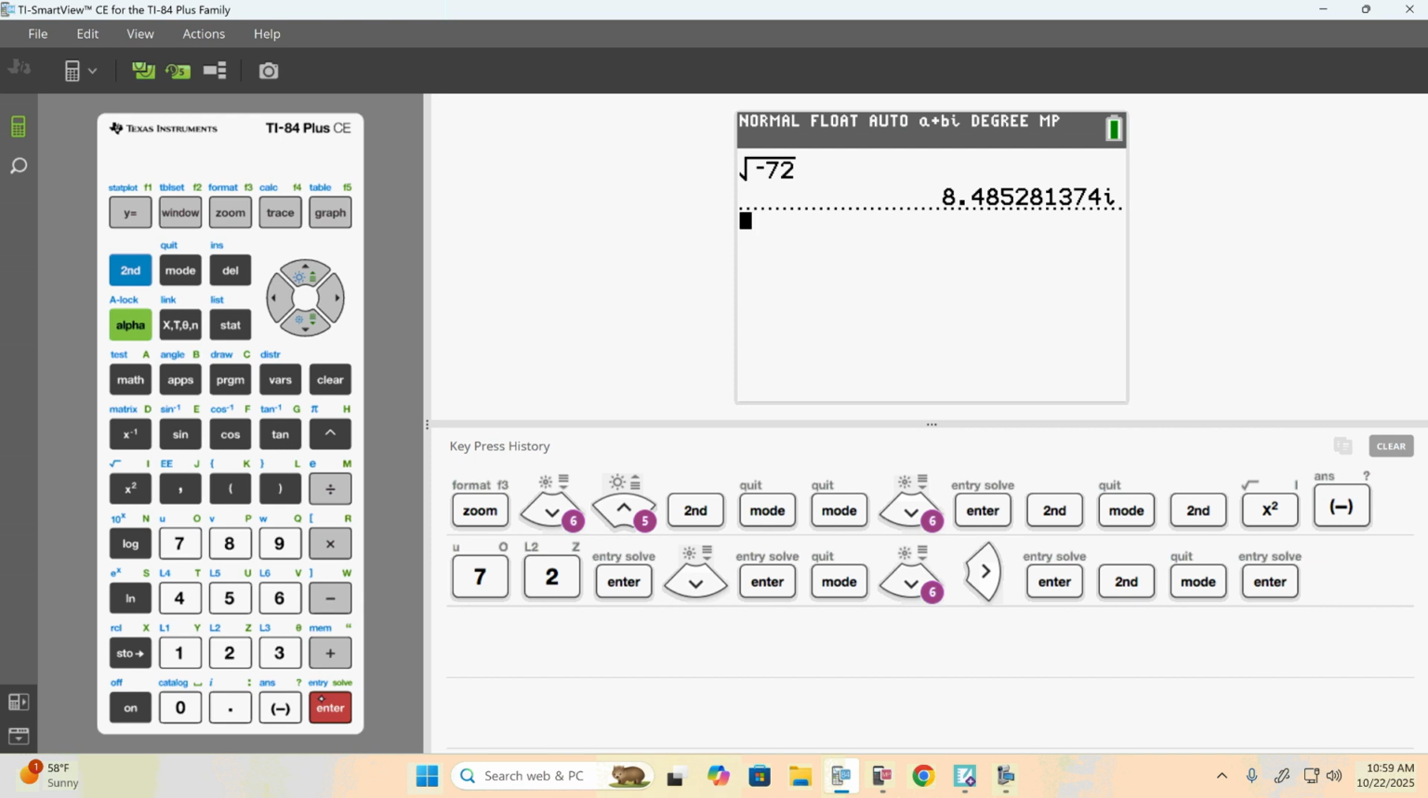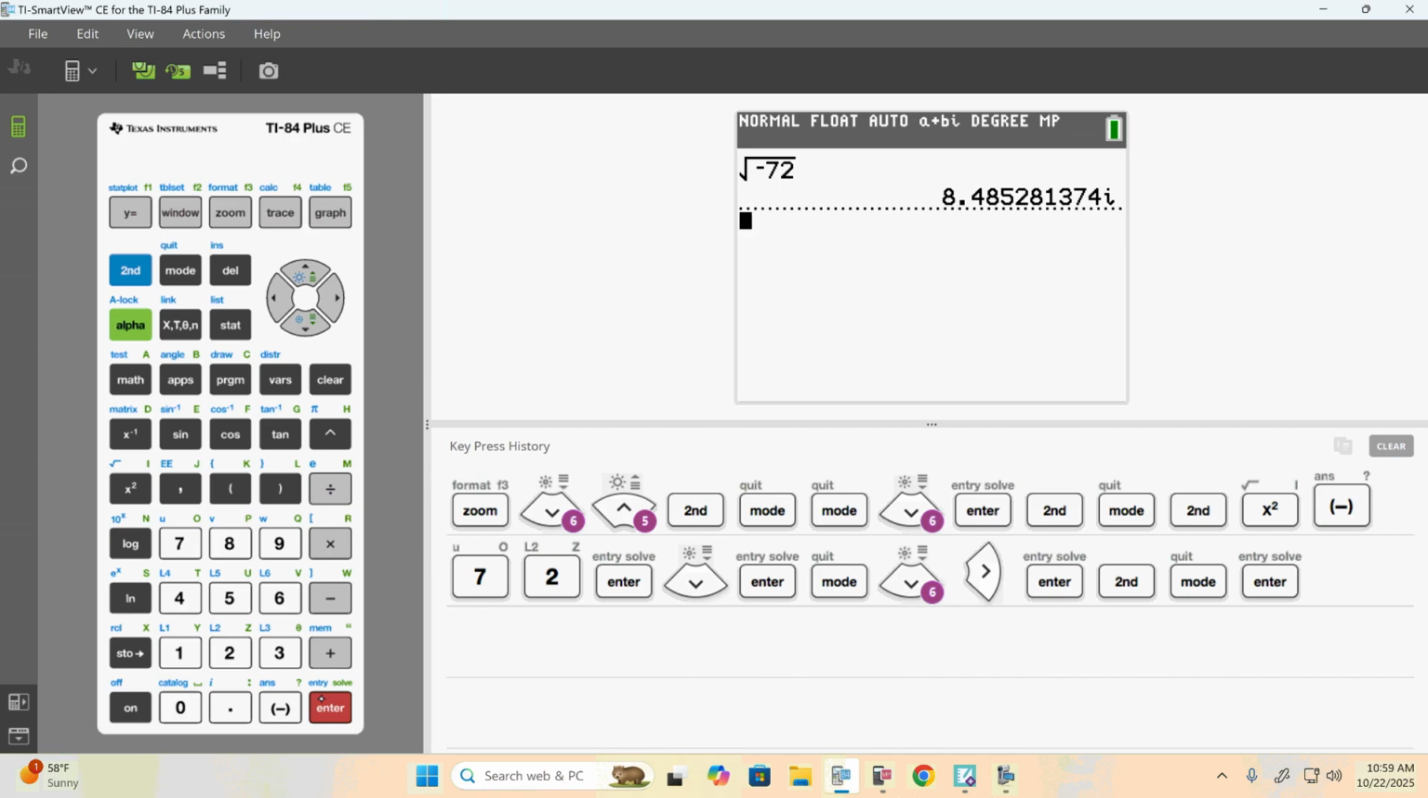So scroll down. Yep, keep going down, because it might have gone past it. There we go. Once you get it set to that, you go second quit. Now you can type in negatives inside of radicals.